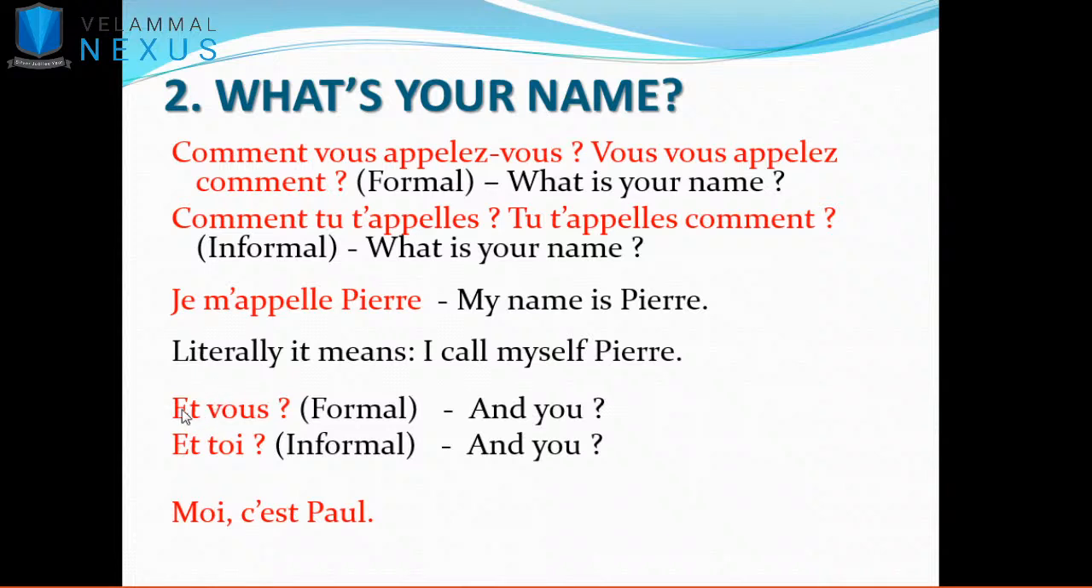Then you're asking the other person's name. Et vous? With respect. Et toi? Informal, without respect. Moi, c'est Paul. Me, it's Paul. Okay, I'm Paul.